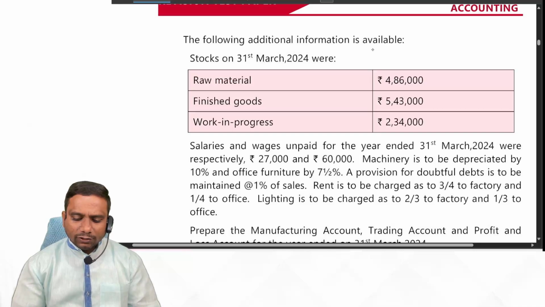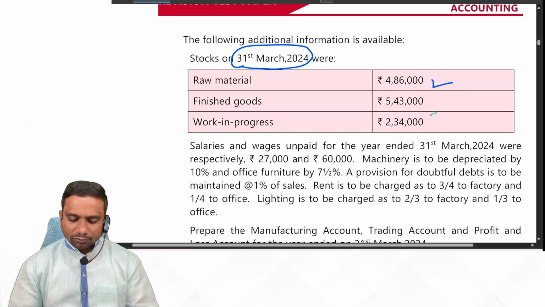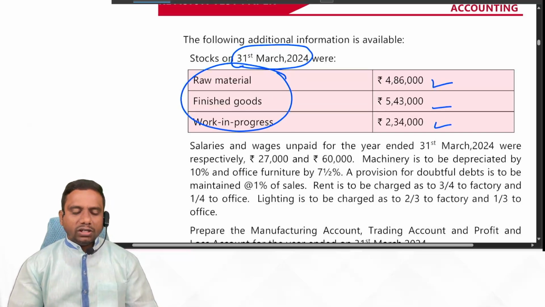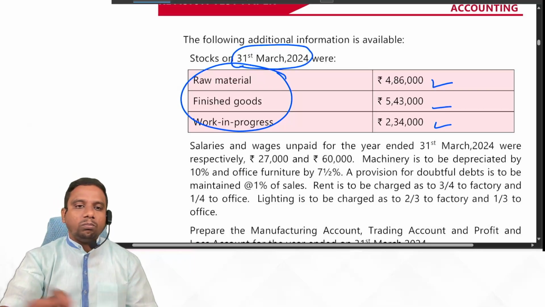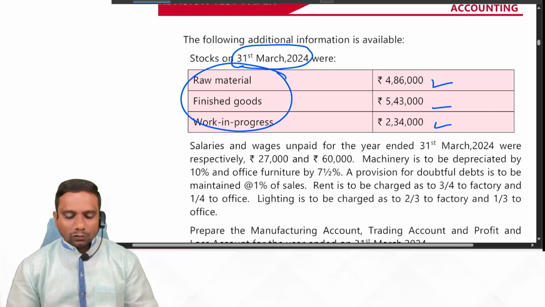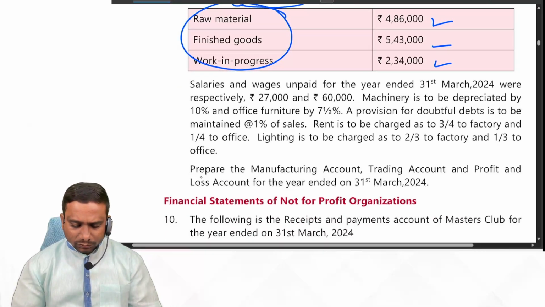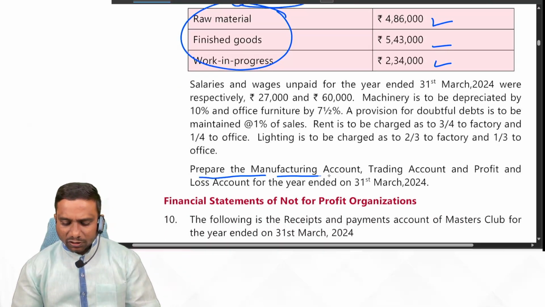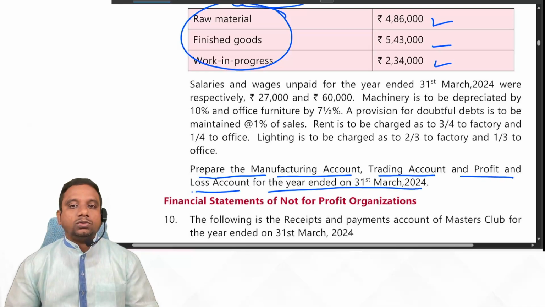The following additional information is available. Stock on 31st March. This is closing inventory information. Raw material we have this much. Finished goods and work in progress. You observe, for closing stock they are giving raw material, finished goods, work in progress, which means they are going to ask you to prepare a manufacturing account. Yes or no? Yes. Next look at. So what is the final output? Prepare the manufacturing account, trading account, and profit and loss account for the year ended 31st March.